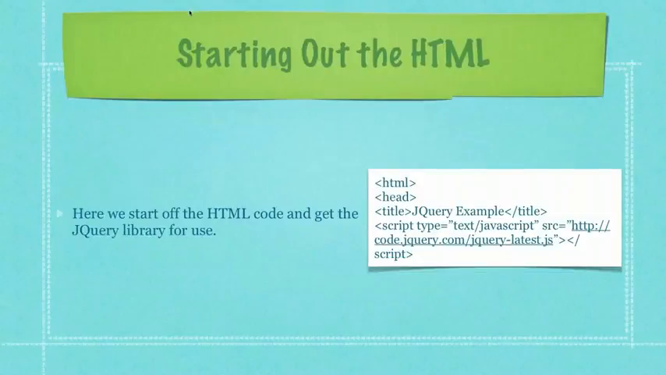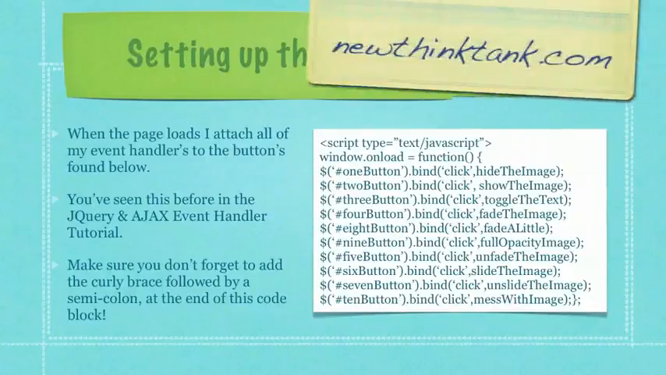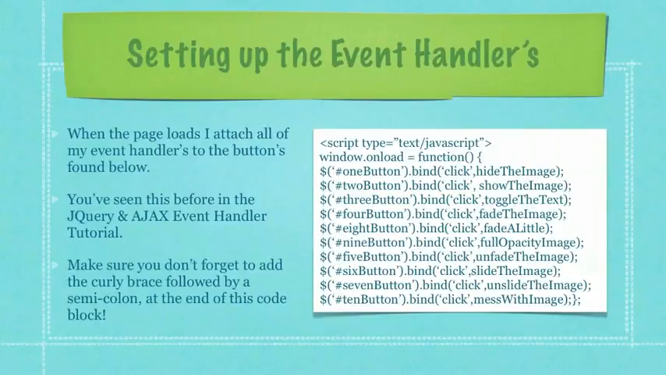Like always, we start off the HTML code and get the jQuery library ready for use. When the page loads, I attach all of my event handlers to the buttons that you will see in the HTML code below. You've seen this before in the jQuery and AJAX event handler tutorials in the past, so I will not go into detail exactly what's going on. I want to specifically draw your attention to make sure you don't forget to add the curly brace followed by a semicolon at the end of this code, however, because this is a common error made.